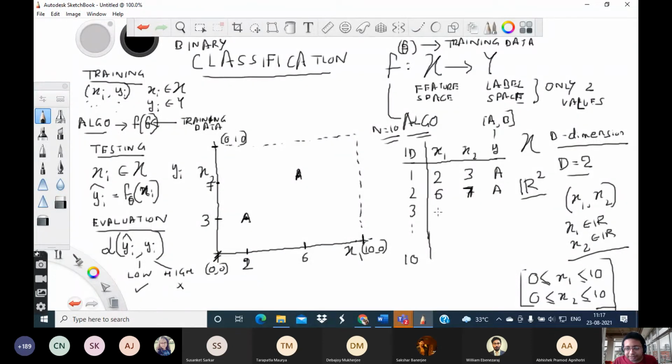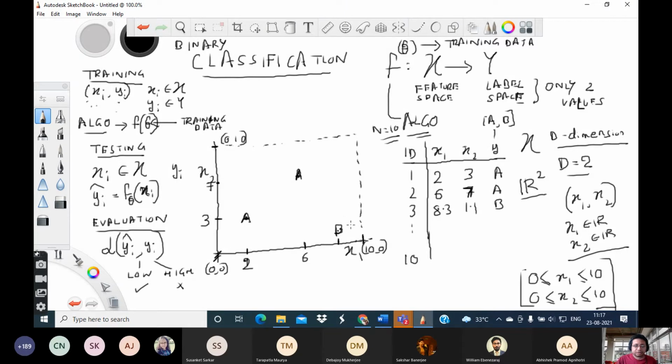Third point, let us say, is 8.3, 1.1, D. So 8.3, maybe it is somewhere here. 1.1 will be very low, maybe here. So I put a D here.